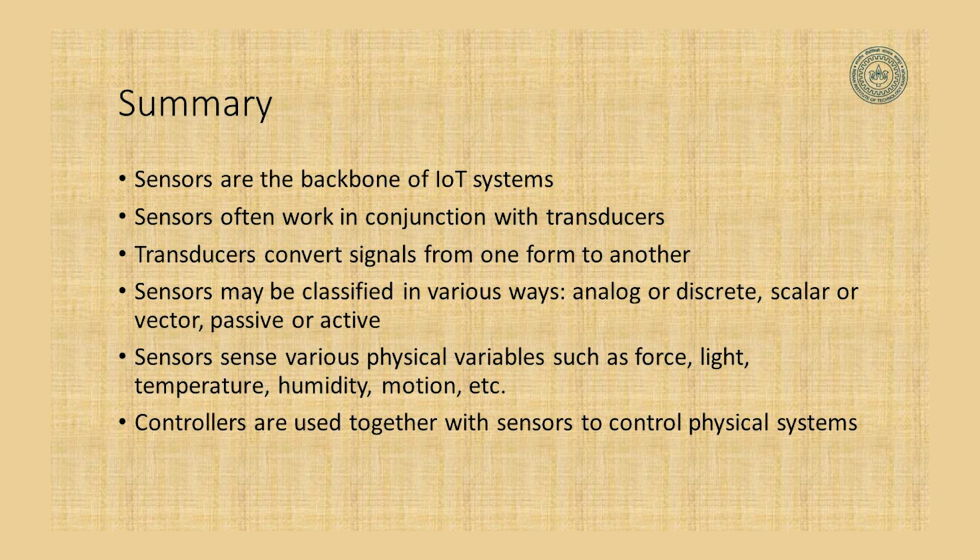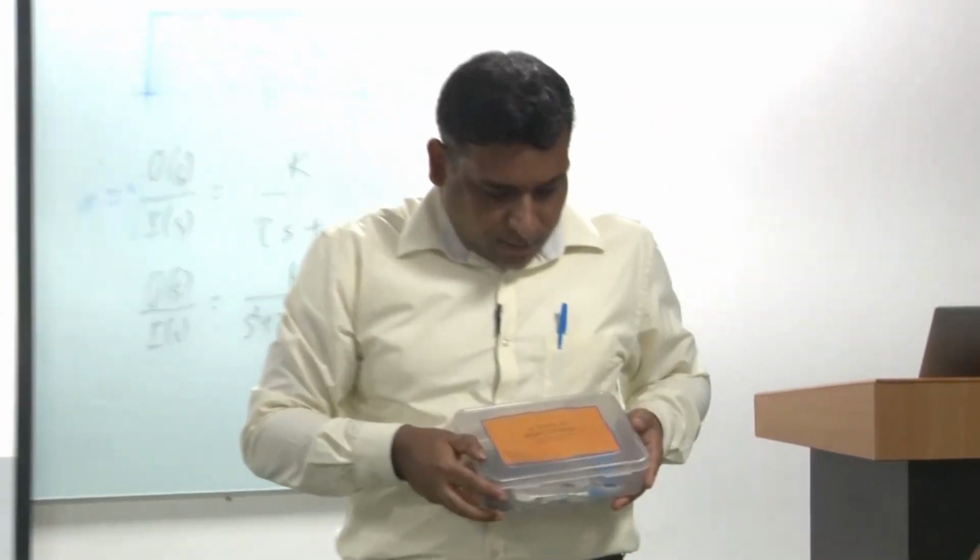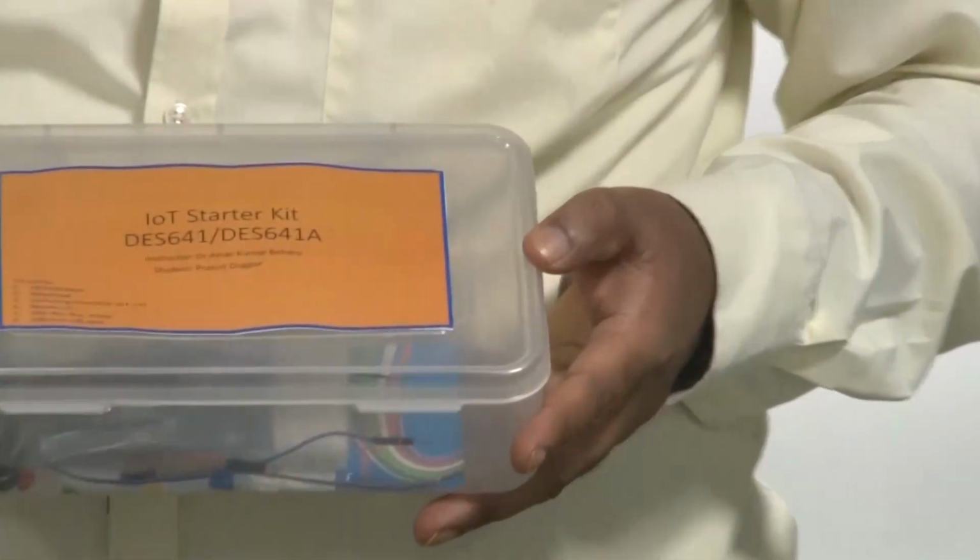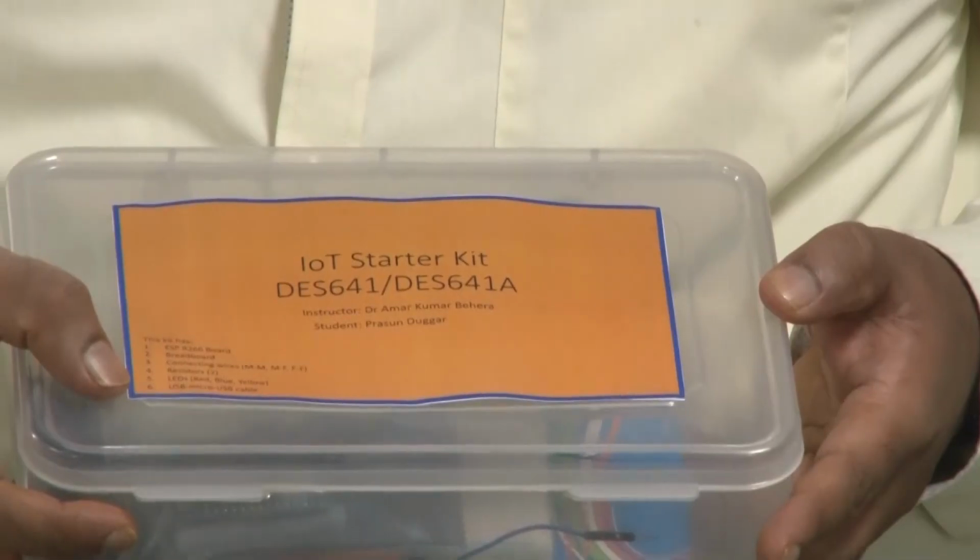What we do next is get into our kit. Let me explain what is there. Let us see what is in this kit. This is your kit, your name is neatly written on the top. The components that are in it are also listed.